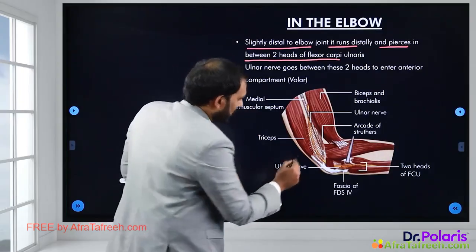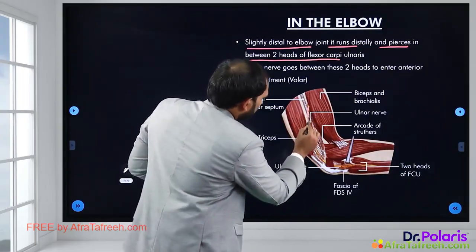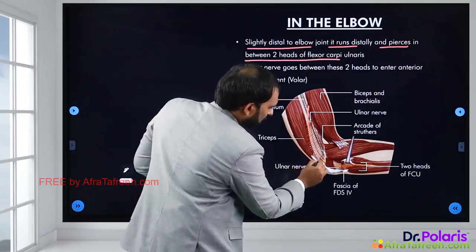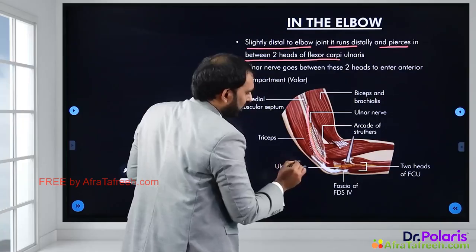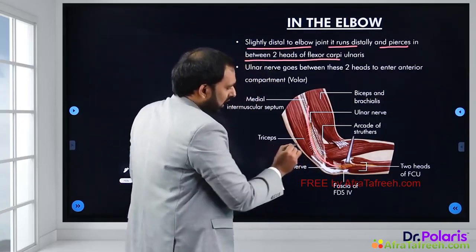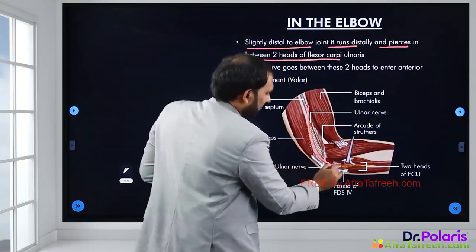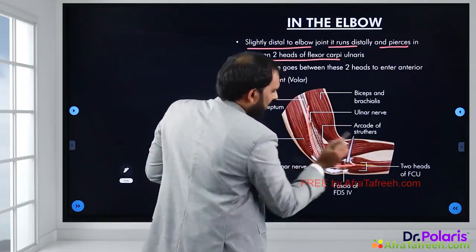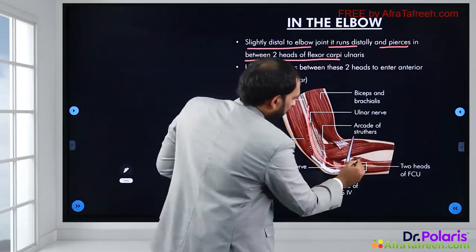So you can see here, this is the ulnar nerve. It has gone posterior to the medial epicondyle. It has pierced into Osborne's fascia. It has then gone through the cubital tunnel, and after doing all that, now it is lying between two heads.